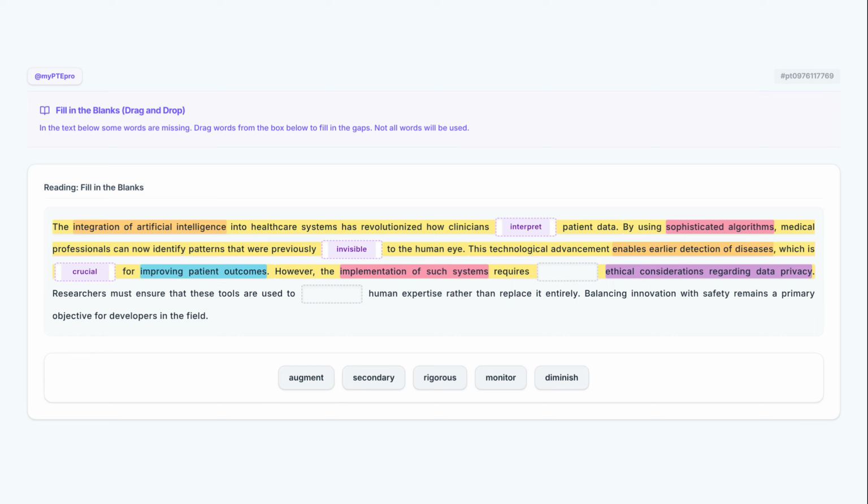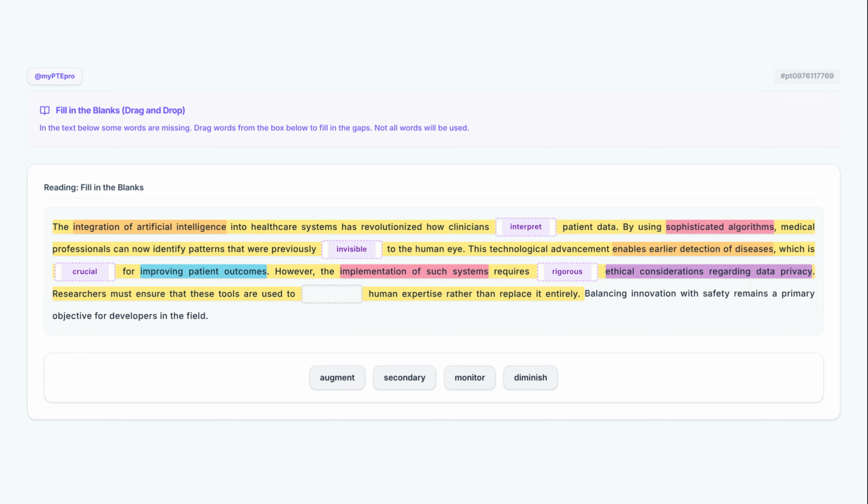This context suggests that the considerations must be thorough or strict, requiring an adjective that describes the seriousness and depth of the ethical review needed. I am placing stringent into the fourth blank. This word is the best fit as it describes the rigorous and strict nature of the ethical standards required for protecting sensitive data. Researchers must ensure that these tools are used to blank human expertise rather than replace it entirely.